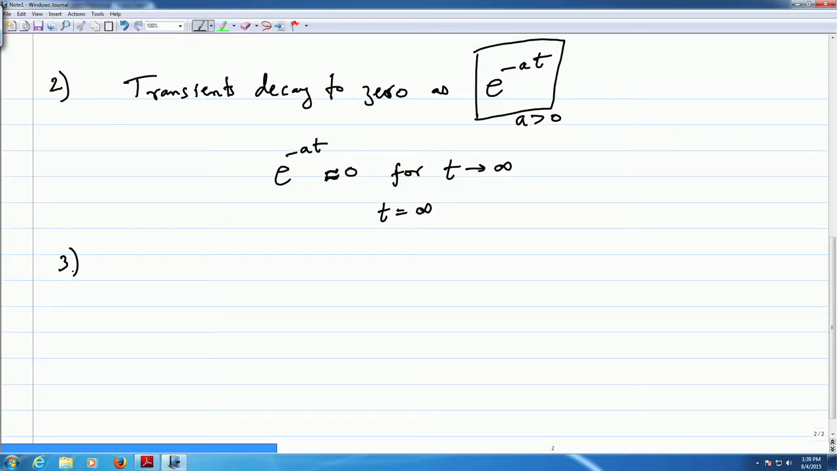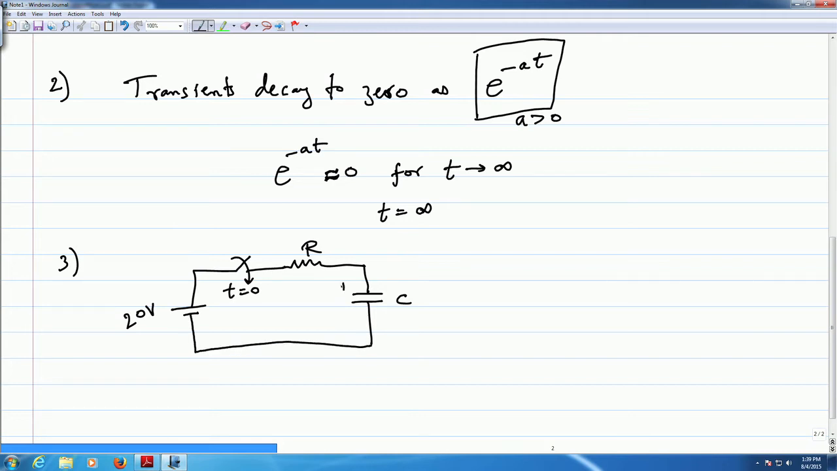The circuit is actually quite simple. It has a voltage source of 20 volts, connected to a switch which is thrown on at t equals 0. Then you have a resistor which is R, and then you have a capacitor which is C, and then you have the circuit closing. Now, the voltage across the capacitance is Vc of t, and you are asked to find Vc of t.